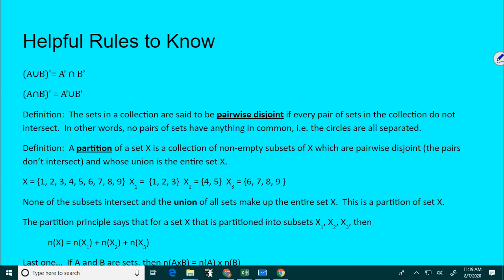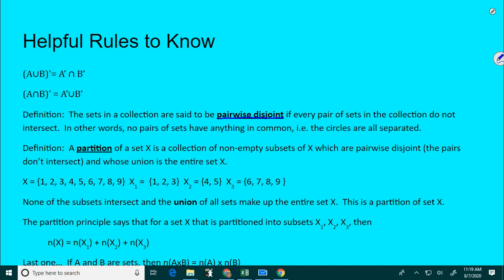All right. A couple definitions. We talk about pairwise disjoint. That means every pair of sets in a collection do not intersect. So if I have a bunch of different sets in a collection, they don't intersect each other. In other words, no pairs of sets have anything in common. So all of our circles are separated, basically.